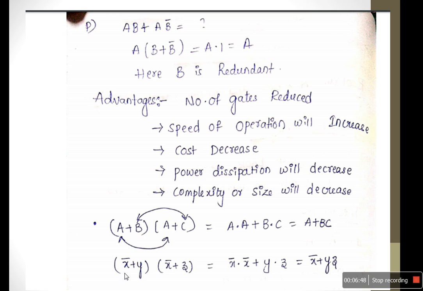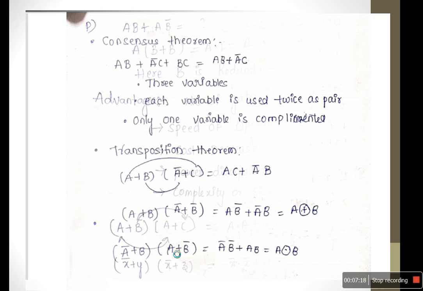And here I am also having (X bar + Y)(X bar + Z). Whenever you have two similar terms like this, X bar + Y and X bar + Z, X bar is the common term. So just multiply these two terms: X bar into X bar is X bar, plus Y into Z, that is YZ. In this way we can reduce the expressions.